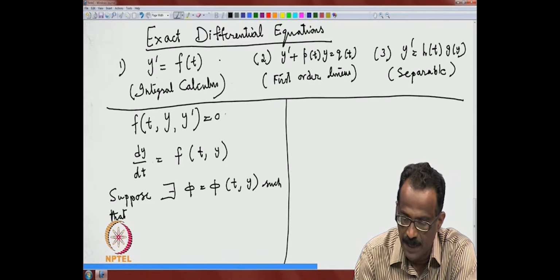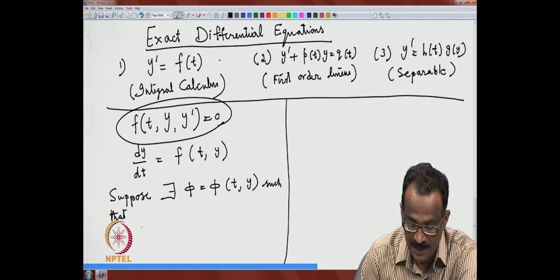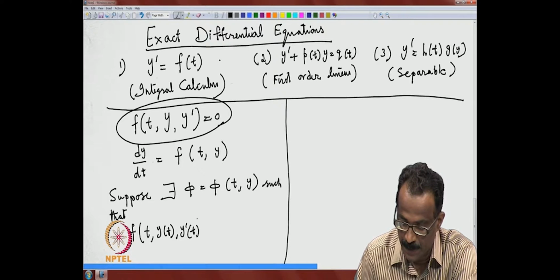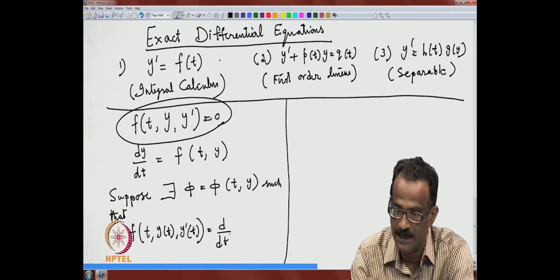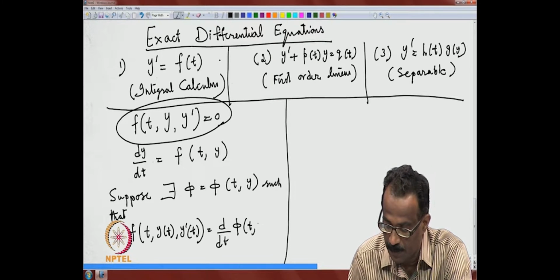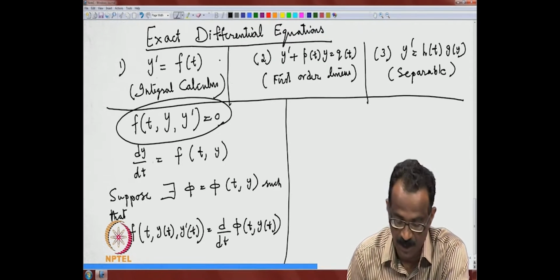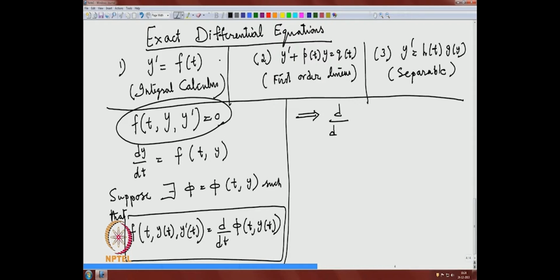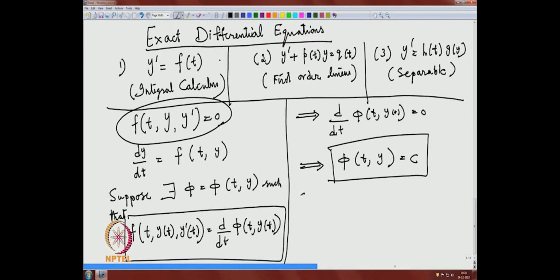So, let me define this even for the full equation, such that you can write f(t, y(t), y prime(t)) as a total derivative. If you look at the studies of these three equations, essentially we have done this: d by dt of phi(t, y(t)). Suppose there exists such a function satisfying this, then that implies d by dt of phi(t, y(t)) equal to 0. In other words, this can be integrated now. So, phi equal to constant gives the solutions in implicit form.